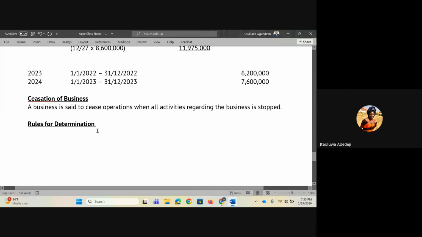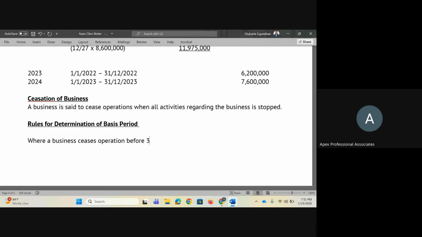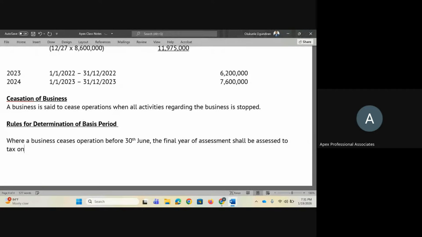Perfect, sir. So let's look at the rules for determination of business period. Now, the whole idea is where a business ceases operation before 30th June, the final year of assessment shall be assessed to tax on actual year basis.